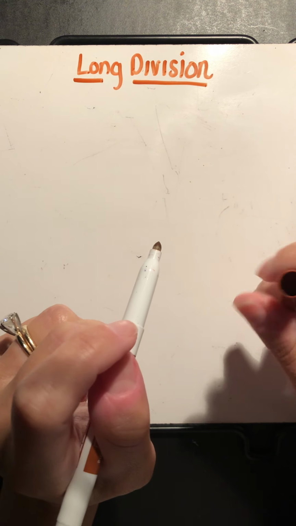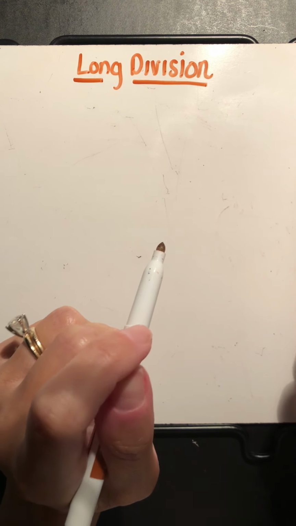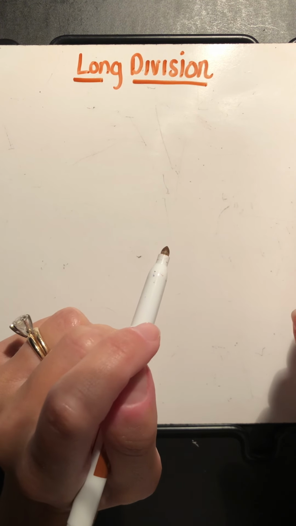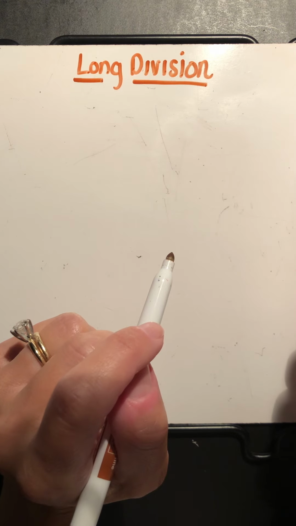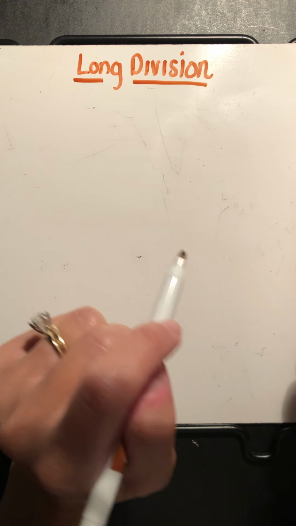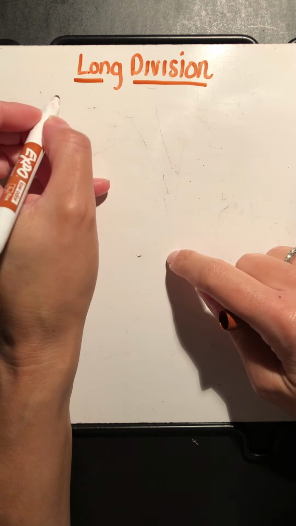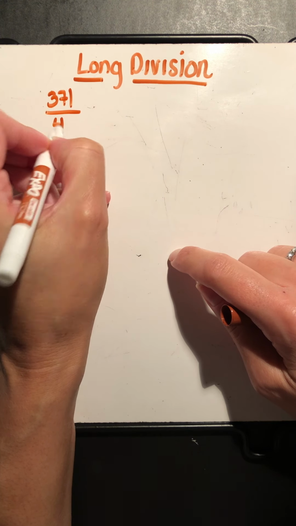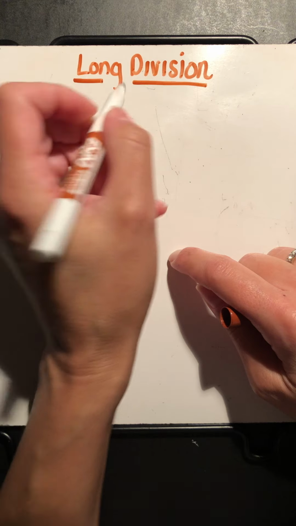Before we start, I'm going to remind you of the long division that you learned about in maybe third or fourth grade. And you're going to see that the algorithm for doing this in pre-calculus is exactly the same. So let's say I had 371 divided by 4. All right, and let's actually perform the long division.